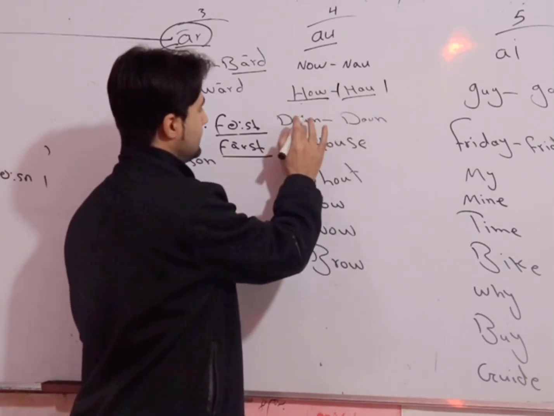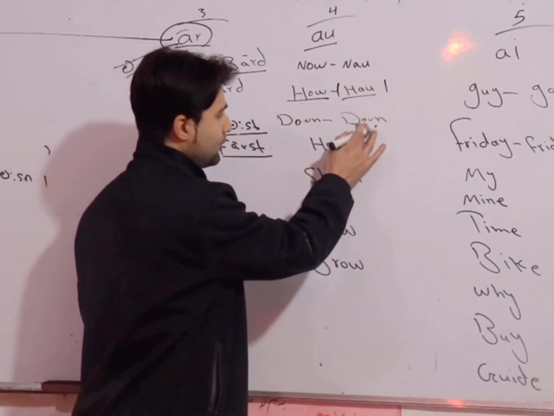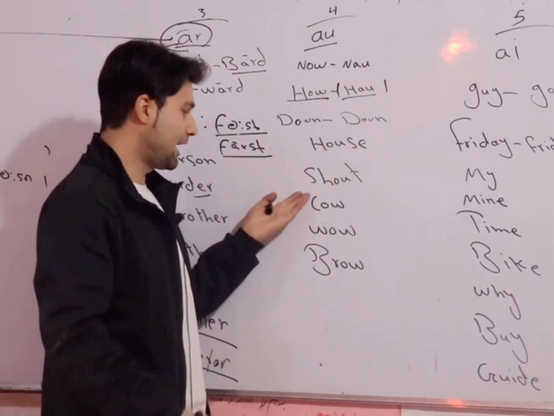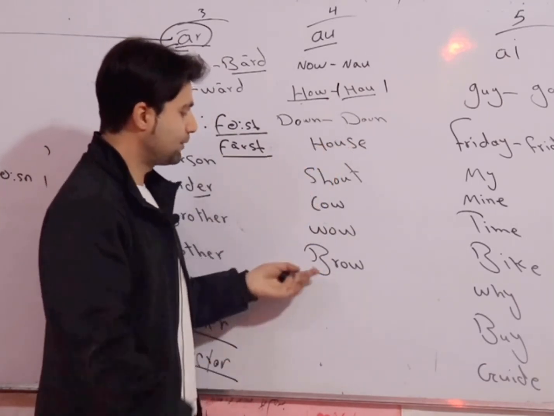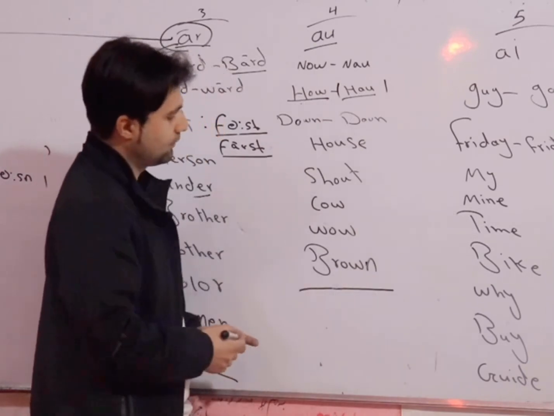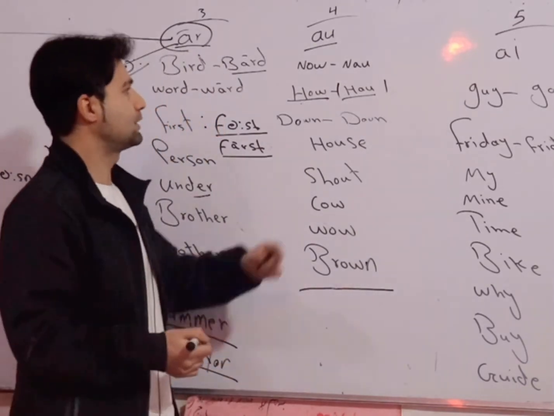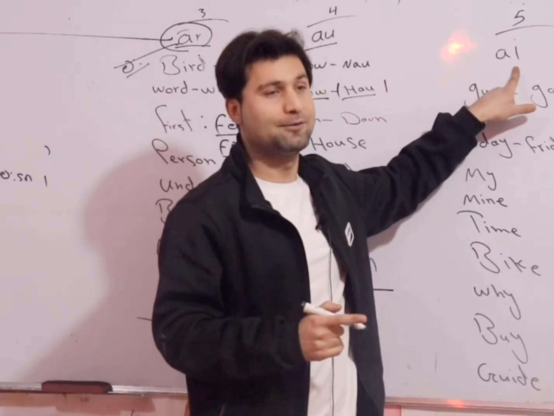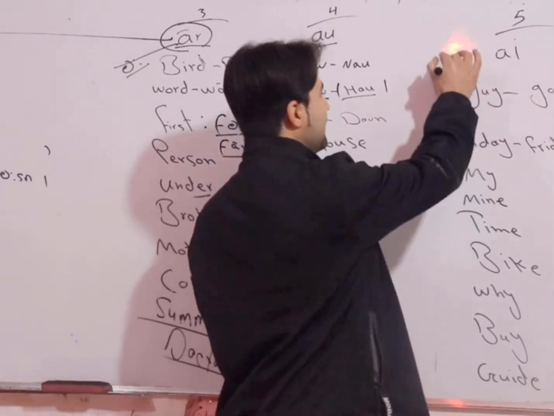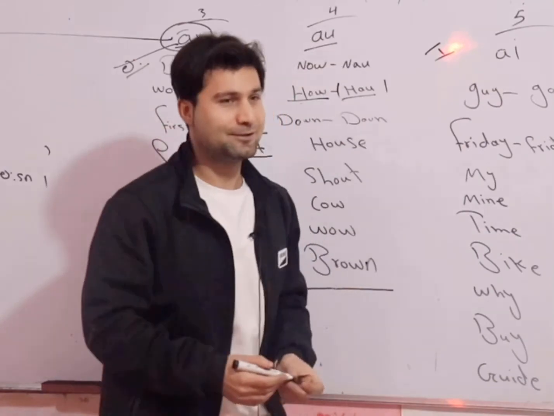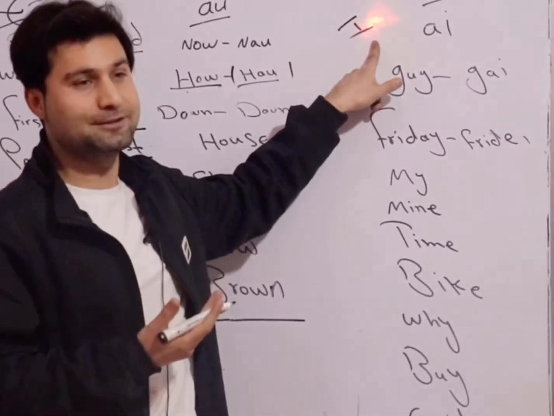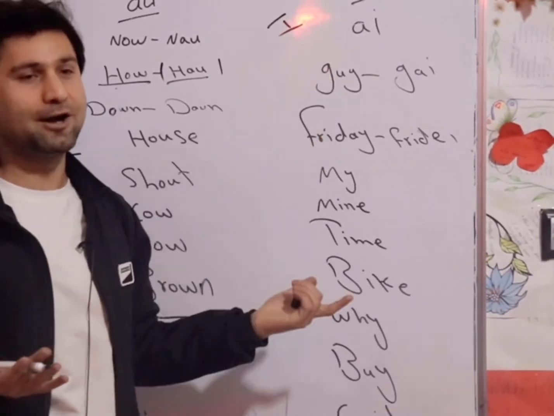So it's down, and the pronunciation is down. House, shout, cow, wow, brown. Okay? So these words are also similar for the pronunciation of ow. And finally, we come to I. This word, how do you pronounce? I. So this symbol is pronounced like what? I. We say I.